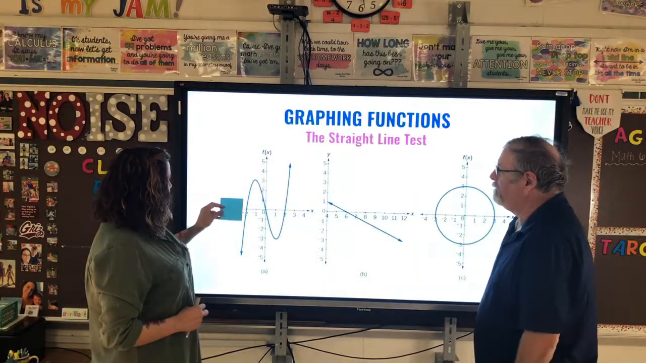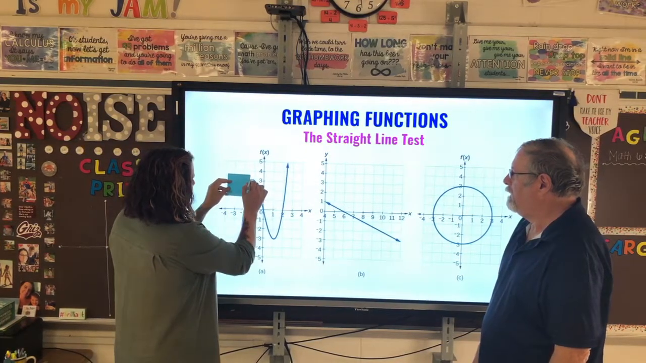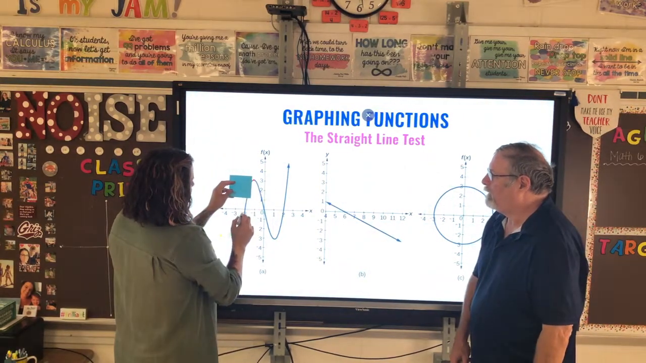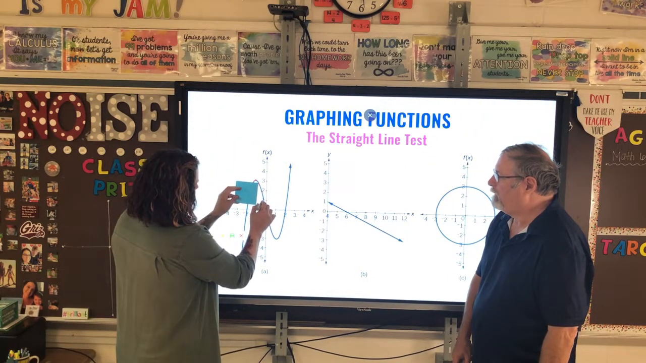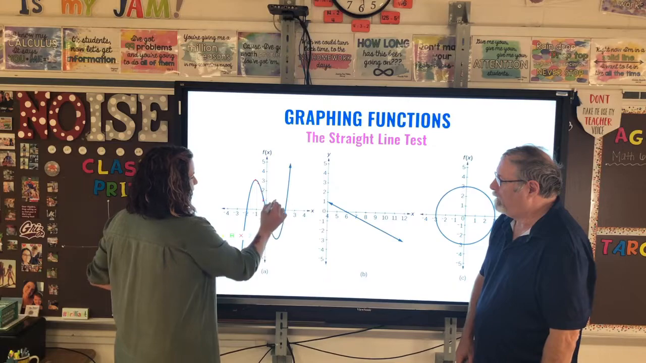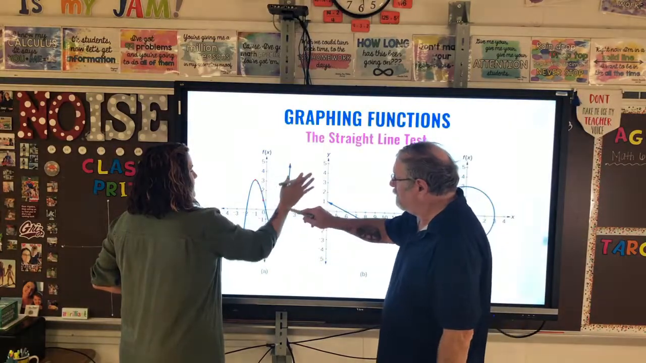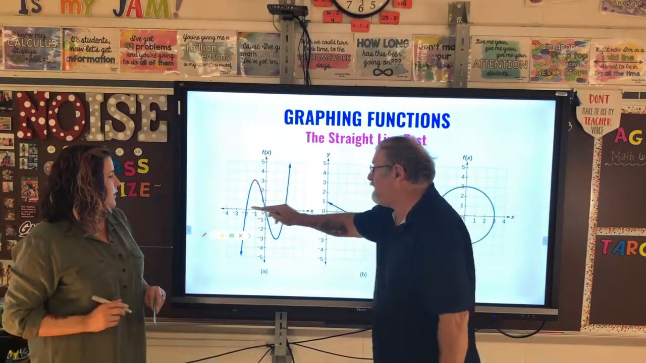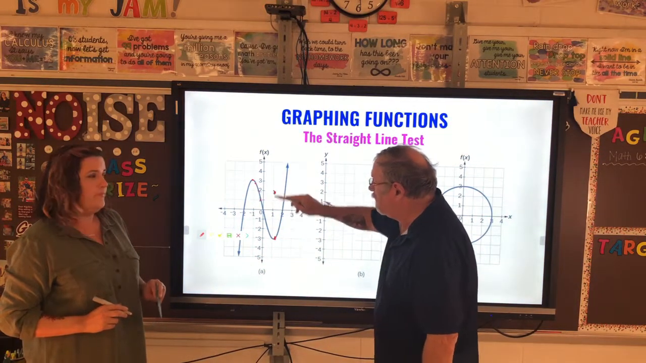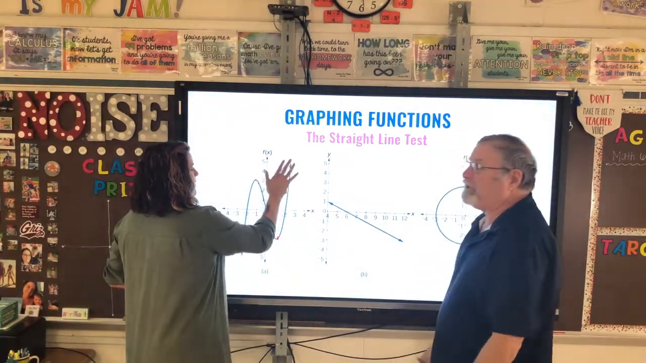If I take that piece of paper and move it along the whole graph, I can see that I only have one x value there, one x value there, one x value there. And as I'm traveling, they don't ever cross each other. I'm not here and here at the same time. That would not be a function. Because if I had an x here and an x here, that would violate the straight line test. Those two would be in a straight line with each other, which can't happen.